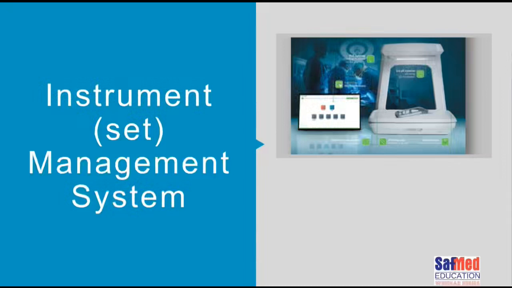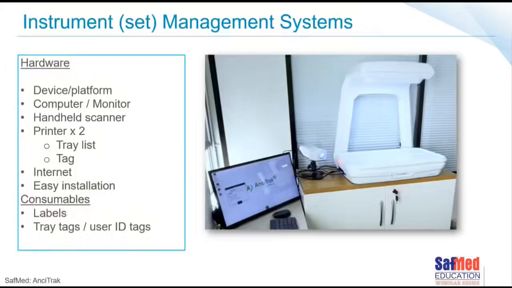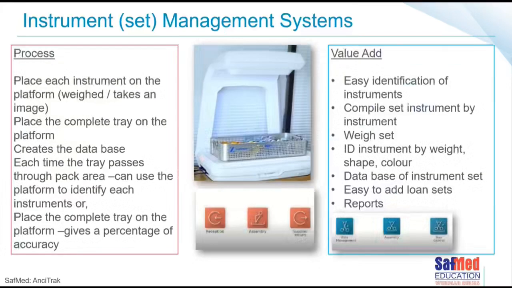For instrument and set management, there are a number of different things that you can do. You could have separate programs, additional programs that you might be buying, or you could use a standalone type system. This image on the right is an example of a standalone system. In this particular system, what you have is this device, this platform, this machine over here. You can have a monitor or a computer on the side. You need a handheld scanner. You still need tray tag labels. You still need individual people's labels. You still need those kinds of consumables at the end of the day. This is an example. What is the process? Well, with this type of system, you're going to begin by loading your instruments onto the system.